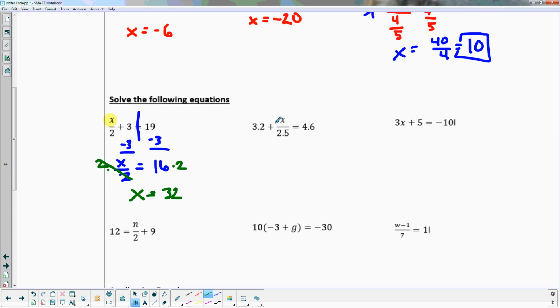Same idea on this next one. What's farthest away from x but on the same side? The 3.2 is, so I want to subtract 3.2 as my first step. And so when I do that, on this side they cancel out, and I get x over 2.5 equals 1.4. And then what I want to do is multiply by my 2.5 on both sides.